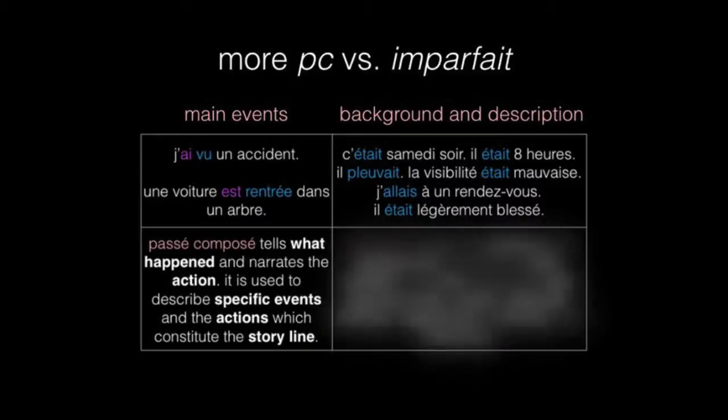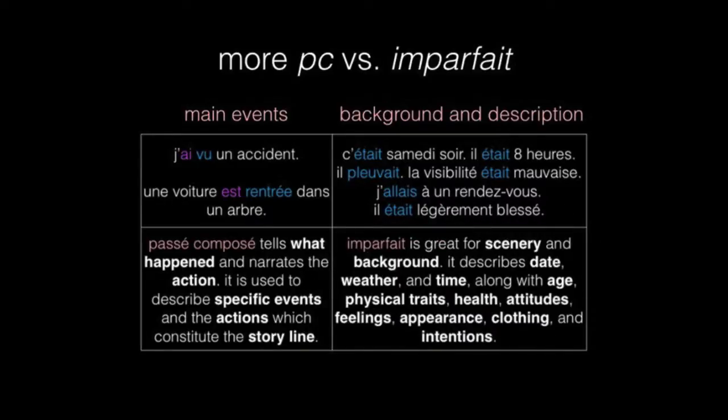For background and description, l'imparfait is great for scenery and background. It describes the date, weather, and time, along with many other things such as age, physical traits, health, attitudes, feelings, appearance, clothing, and intentions. For example, c'était samedi soir, il était 8h, il pleuvait, la visibilité était mauvaise, j'allais à un rendez-vous, il était légèrement blessé. Also painful.